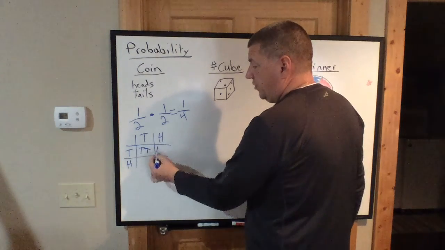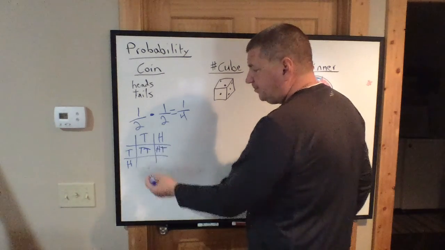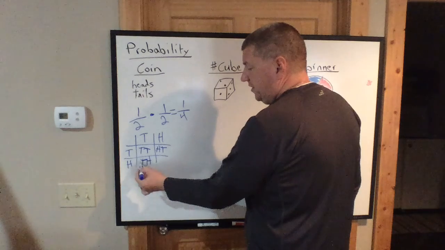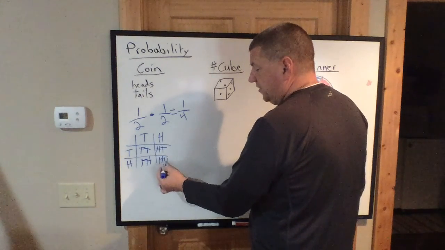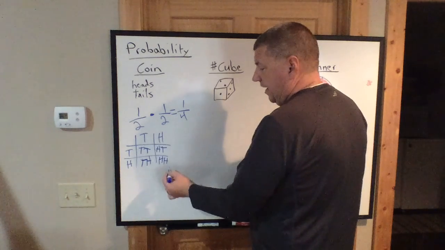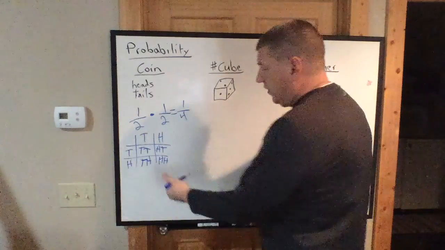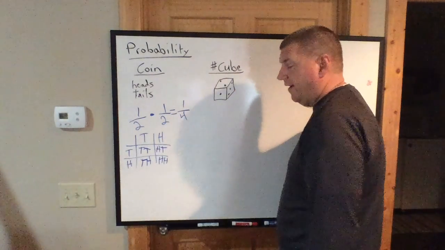Heads on the first, tails on the second one, we have heads, tails. Tails on the first, heads on the second, tails, heads, and heads on the first, heads on the second. Okay, so we were looking for heads, heads. So we have one of those out of 4 possibilities, which is exactly what we had there.